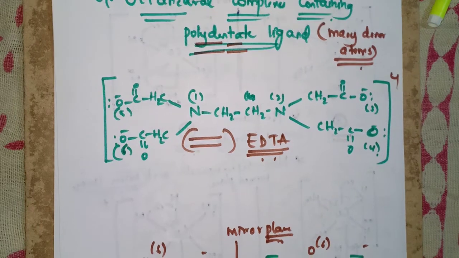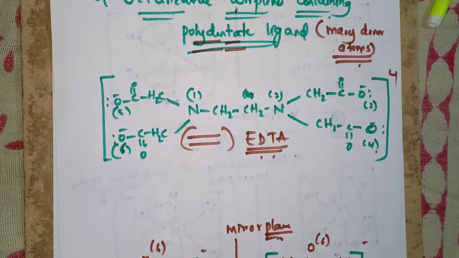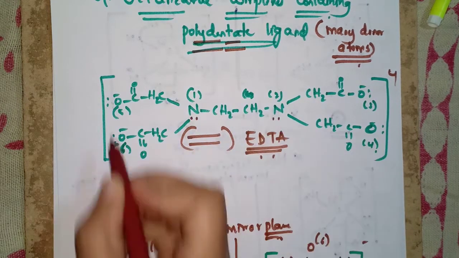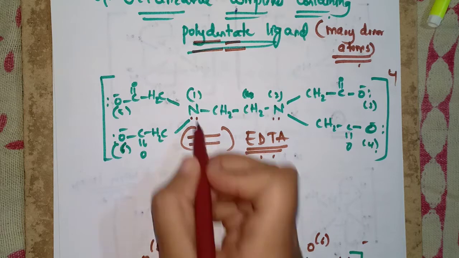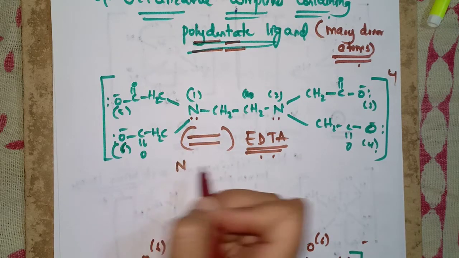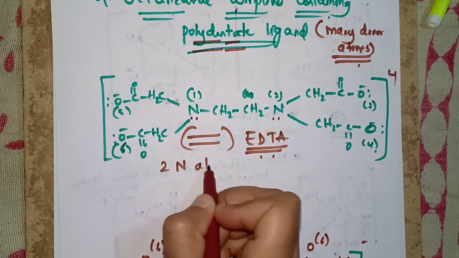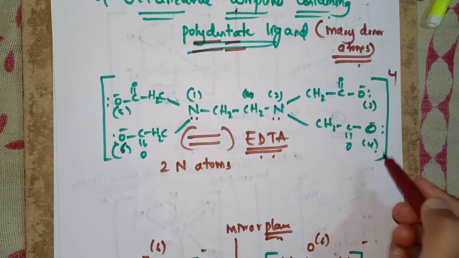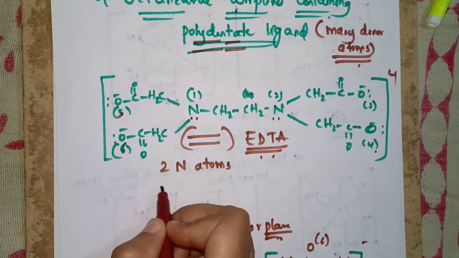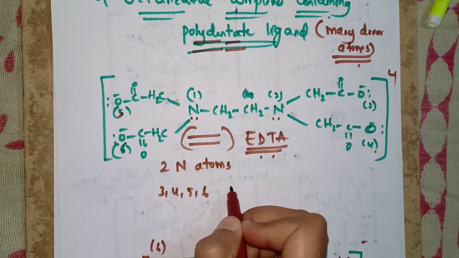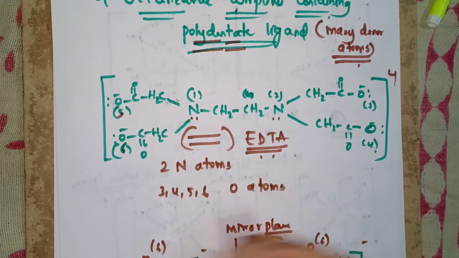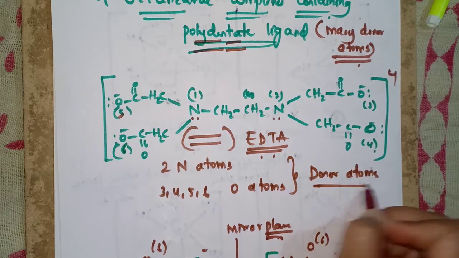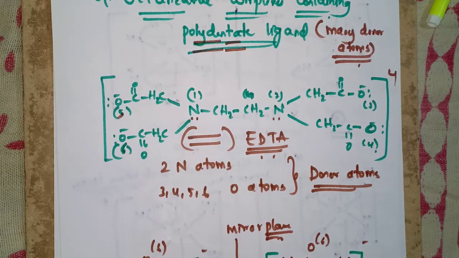It has a structure like this. It is called a polydentate ligand because it has many donor atoms. Here are two nitrogens, which I have named N1 and N2, which are donor atoms, and you can see I have given the numbers 3, 4, 5 and 6. These are oxygen atoms, or donor atoms, which are contributing towards the central metal atom.